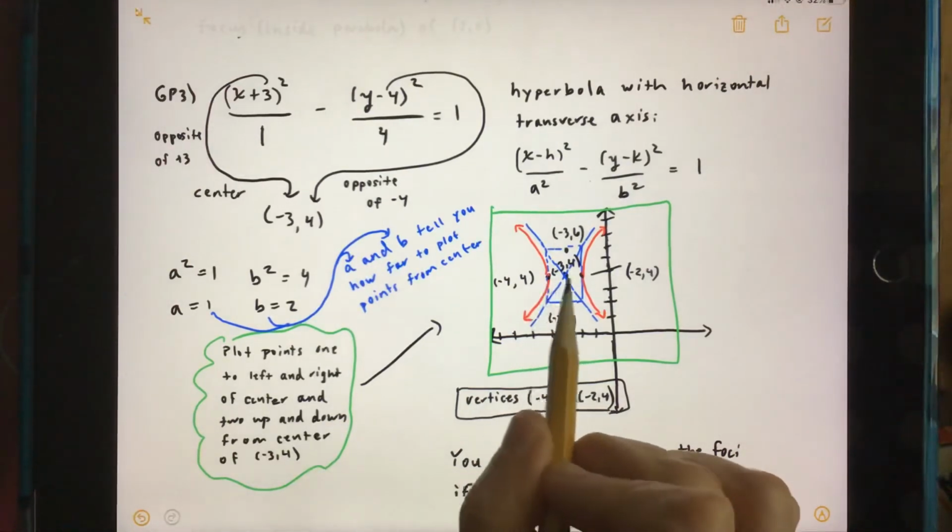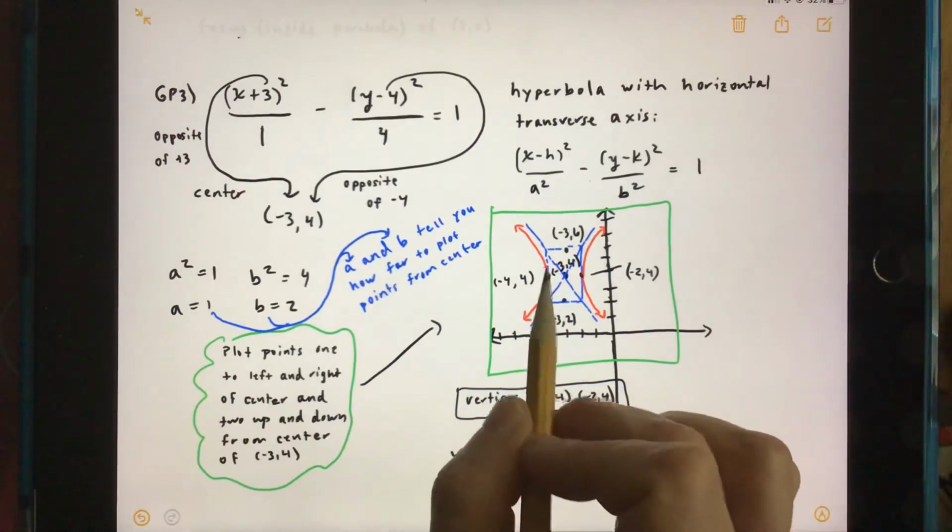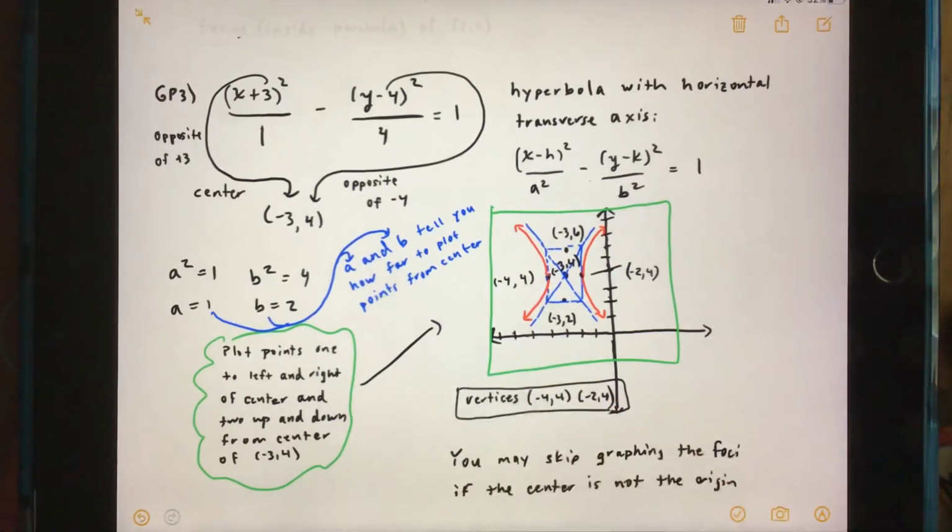Here are the vertices, and then we're going to use those asymptotes to guide the branches. We're going to open those branches so that they approach those asymptotes but actually never touch it or cross over it. Now, we could actually figure out where the focus points are for this graph. However, we have enough complexity going on here when we are graphing our hyperbolas that don't center at the origin, so we'll skip including the focus points when we are graphing when the center is not at the origin.